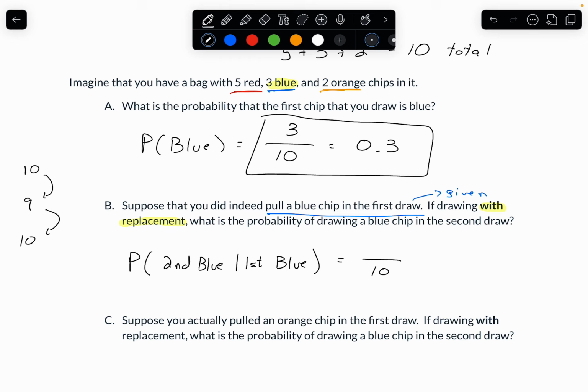I put the same chip back. And even if the first one was blue, if I put it back, that means that there are still 3 blue chips left. So there's 3 out of 10, or simply just 0.3. So you're going to notice this pretty often here, that when we talk about sampling with replacement, it doesn't actually change the sample size when you go to the second or the third or the fourth draw, because the sample size remains exactly the same.